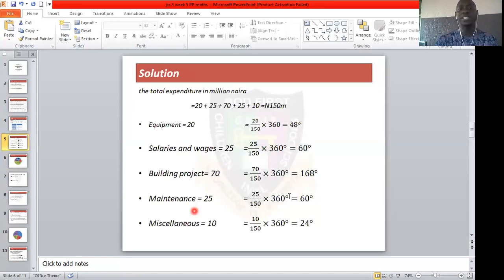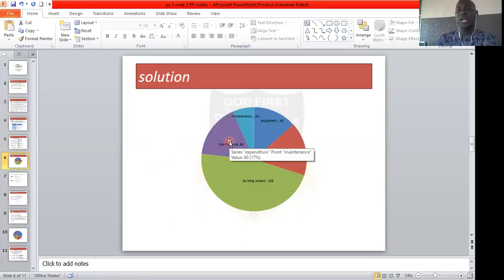We have maintenance, 60 degrees. We have salaries and wages, 60 degrees. And we have equipment, 48 degrees. So this is how to represent everything in the pie chart. Pick your protractor, draw everything out, and measure in degrees. 168 degrees is the biggest.